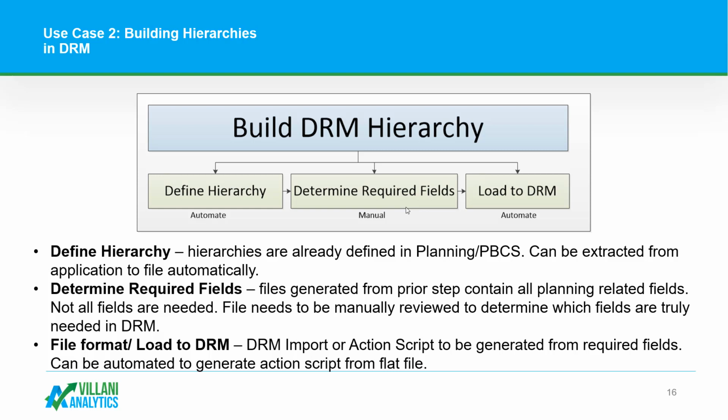In terms of determining the required fields, we would have to look and see what properties we are going to have in DRM. What's DRM going to house? That's something that would need somebody to think about it and plan ahead. So we looked at that and said that's probably going to be a manual task. And then loading to DRM, generating the DRM file and loading it in, that's something that could be automated as well. So why don't we focus on the things that we can automate and leverage the utilities there, and the piece that's manual we can leave as a manual task.